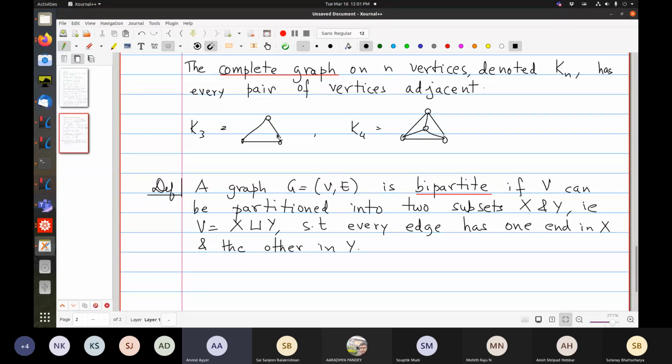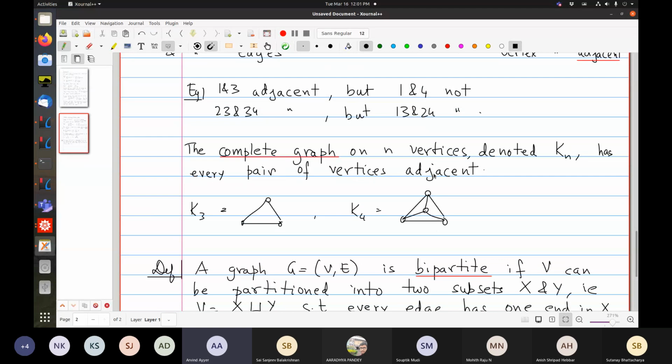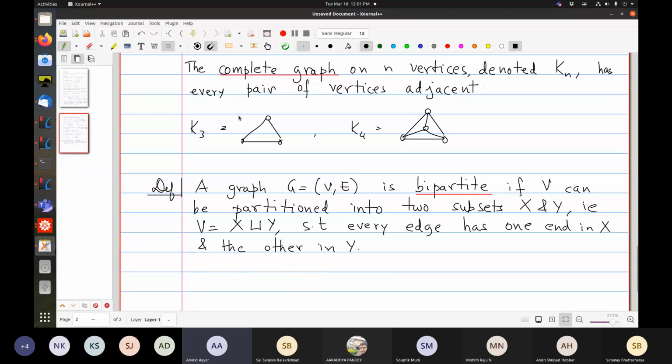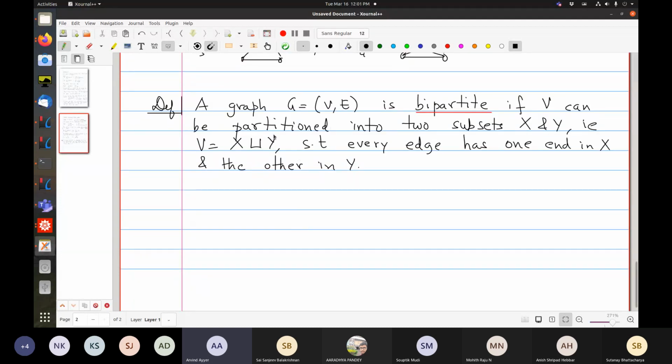End of an edge is what you think it is. I mean, so for the edge 2, 3, 2 and 3 are the ends. Okay. So what this says is you can divide the set of vertices such that there are no edges within X and no edges within Y. So all the edges connect X and Y.